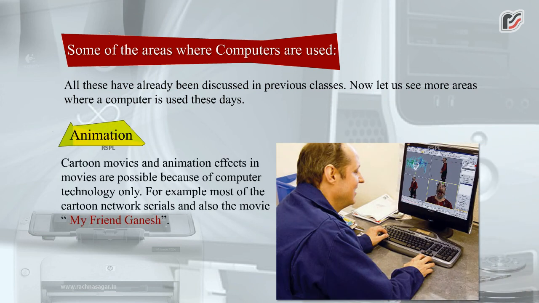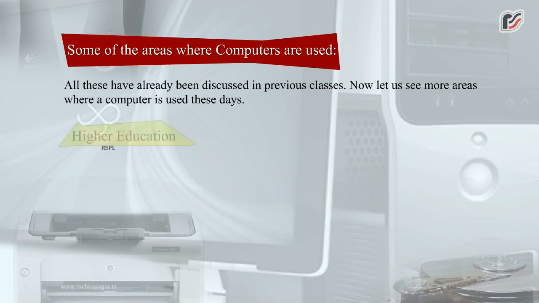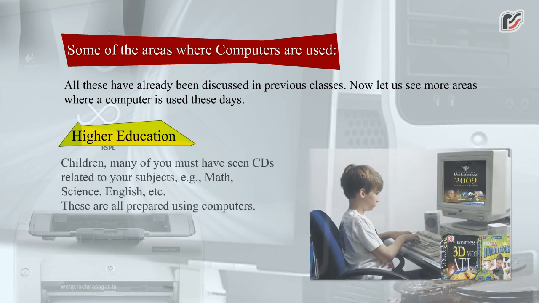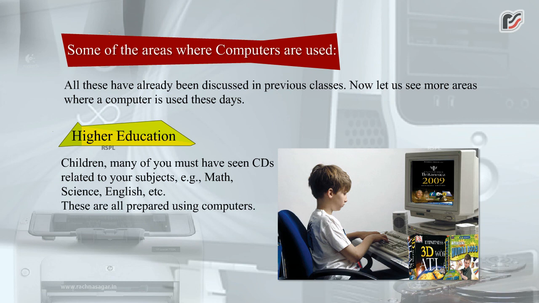Animation. Cartoon movies and animation effects in movies are possible because of computer technology only. For example, most of the Cartoon Network serials and also the movie My Friend Ganesh. Higher education. Children, many of you must have seen CDs related to your subjects, that is maths, science, English, etc. These are all prepared using computers.